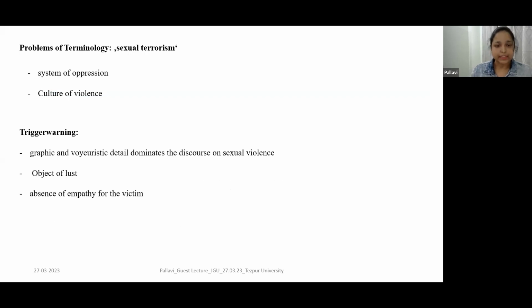So, as a presenter today, I have used the established terminologies, and since we are talking about it, it is very important which words we select in order to talk about it. So here I have used the established terminologies like rape and sexual violence, and also the word violation. Depending on context, these terminologies can also function in favor of sexual terrorism. So what is sexual terrorism? It is a system of oppression or a culture of violence.